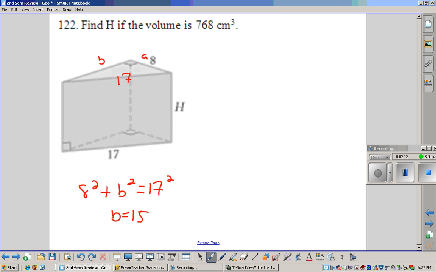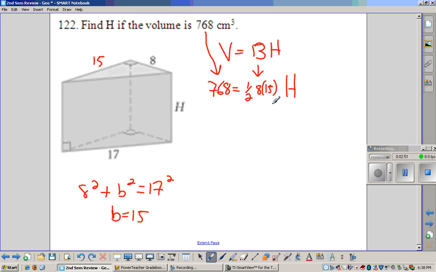So b ends up being 15. Okay, so great. So that means this is 15. Now hopefully you can see that the volume of this will be equal to the base times the height. And the base is a triangle where we have 1/2 base of 8, height of 15. We've calculated that. We don't know the height of the triangular prism, but we do know the volume from right here.